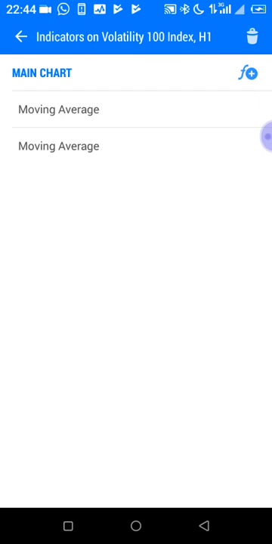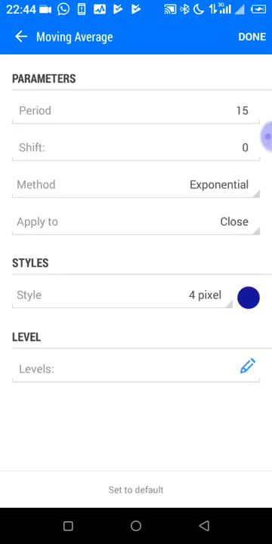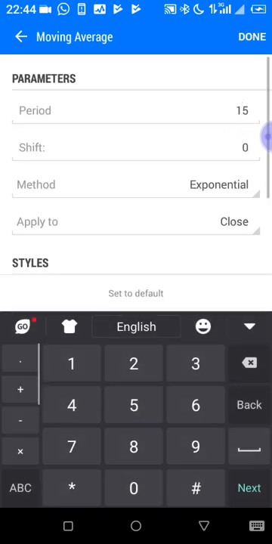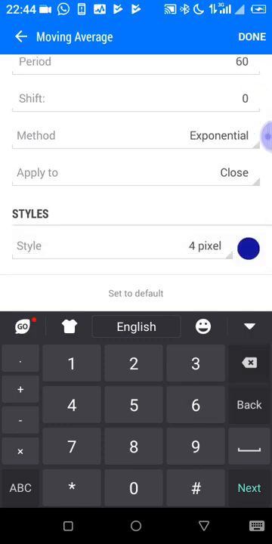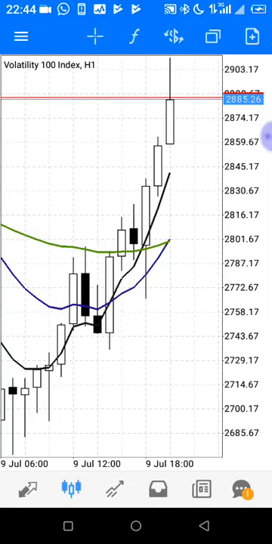Again, I'm going to add the last moving average, which is the EMA 60. That is, it has the period 60. Again, it's exponential, and then the color is green. So now we have all three of our moving averages.